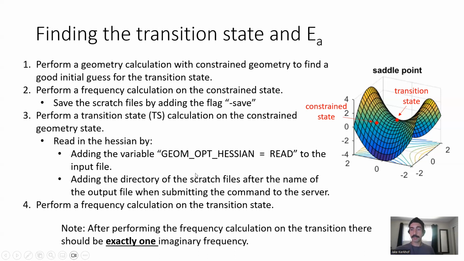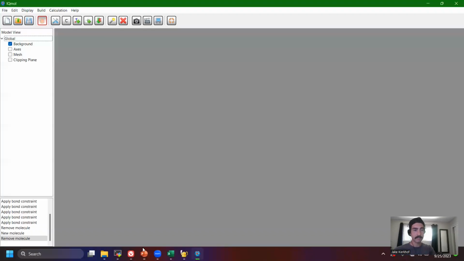And then once you have your transition state optimization, you'll perform a frequency calculation on your transition state. And one thing that you should note when you're performing a frequency calculation for the transition state is that there should be exactly one imaginary frequency. And this imaginary frequency should be in the region where the reaction is actually occurring. So I'll give you an example of my frequency calculation that has been optimized.